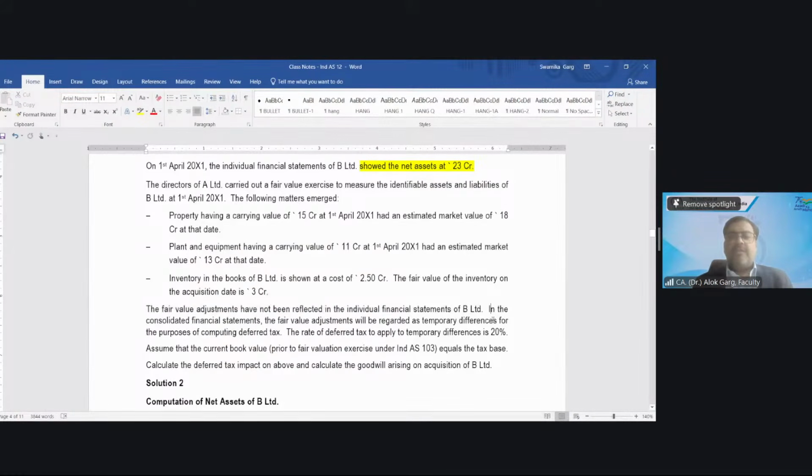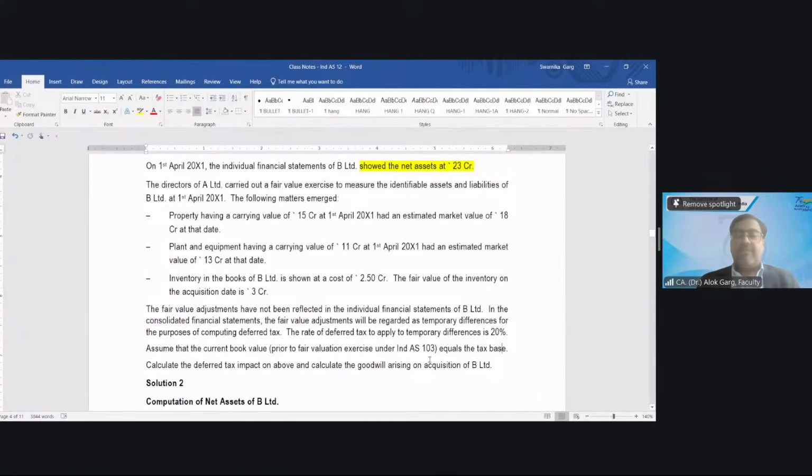In the consolidated financial statement, the fair value adjustment will be regarded as temporary differences for the purpose of computing deferred tax. The rate of deferred tax to apply to temporary differences is 20%. Assume that the current book value prior to fair valuation exercise equals the tax base. What is the meaning of this paragraph?